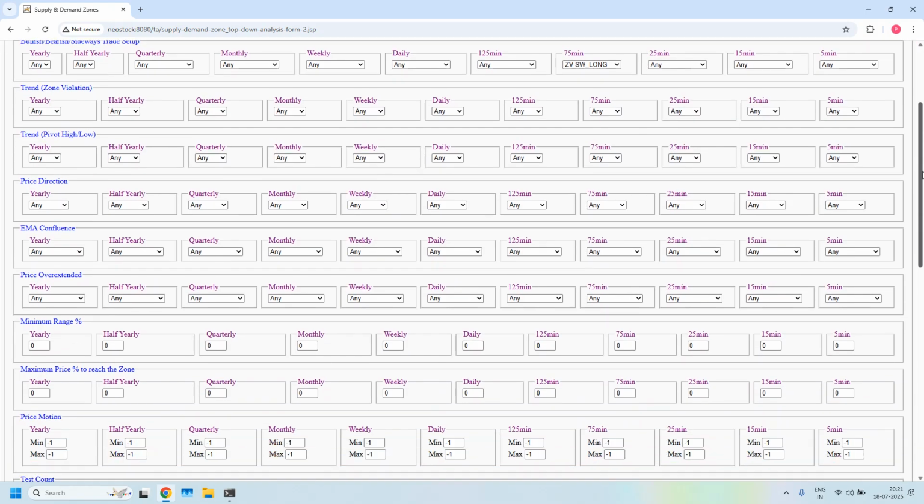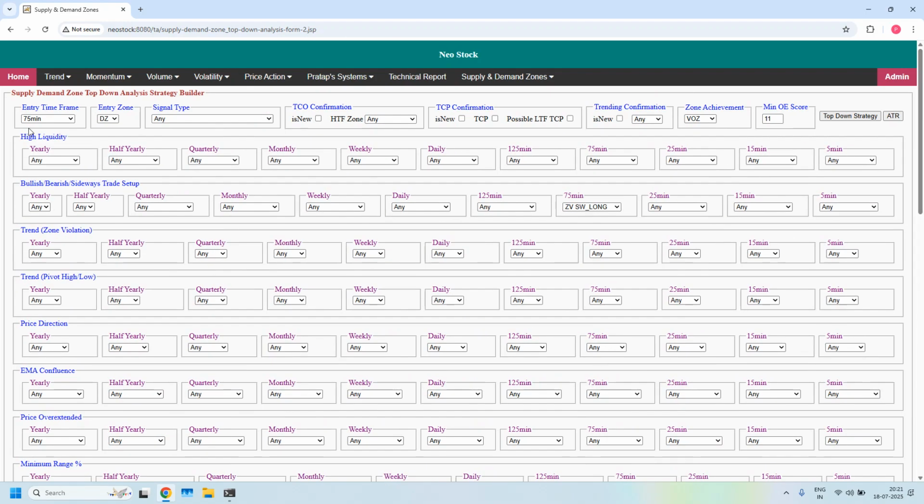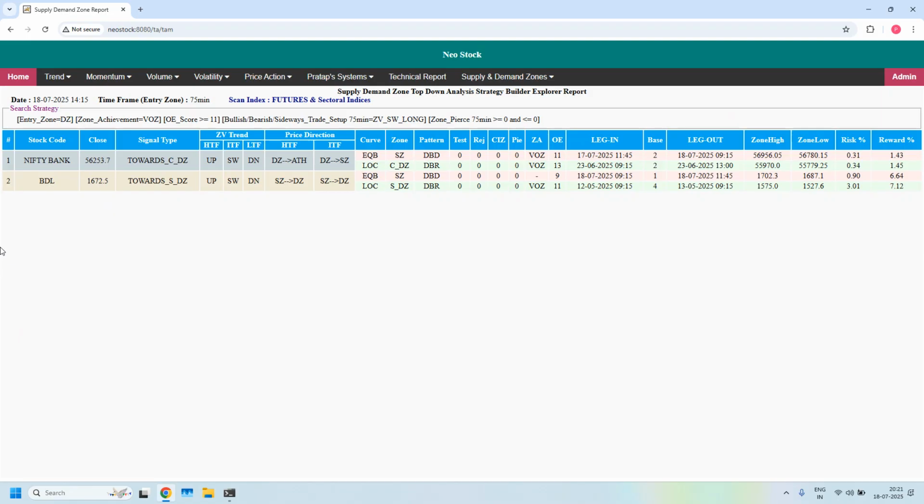So I'm adding a third filter, that is pierced count. This is the parameter. Entry time frame is 75 minutes. So I am setting minimum value 0, maximum value 0. That means pierced count should be 0. Pierced count 0 means the zone is not pierced. Now all the filters are applied on the 75 minutes demand zone. We got two stocks, that is the sideways long trade setup for the weekly income trade. Entry time frame zones are 75 minutes demand zones.